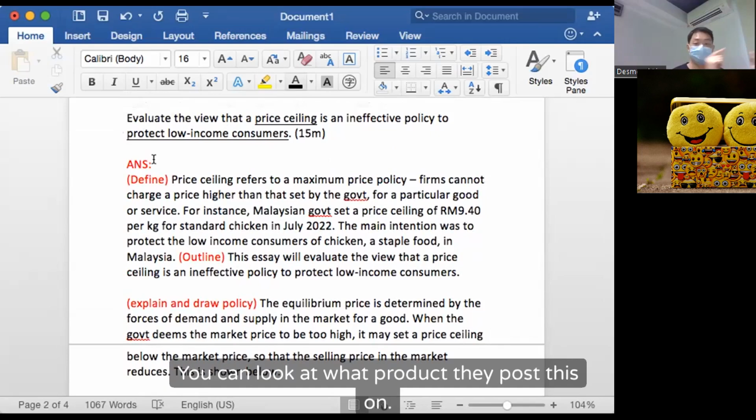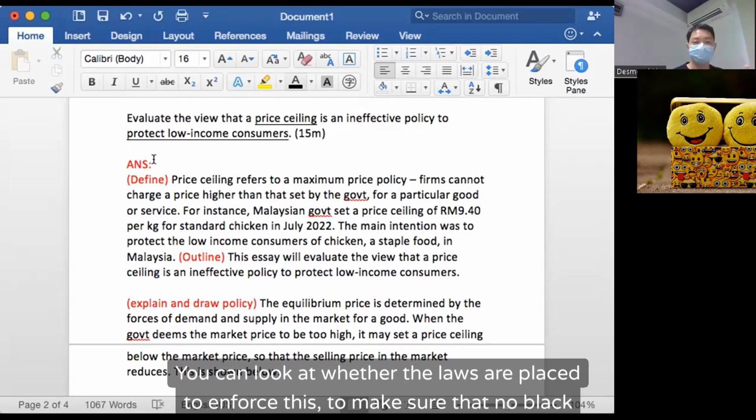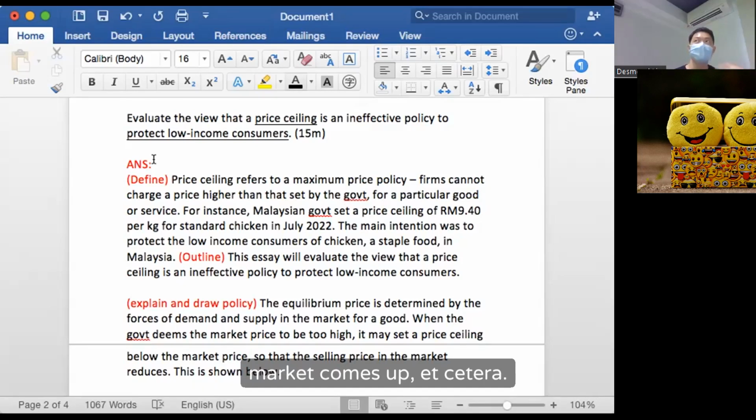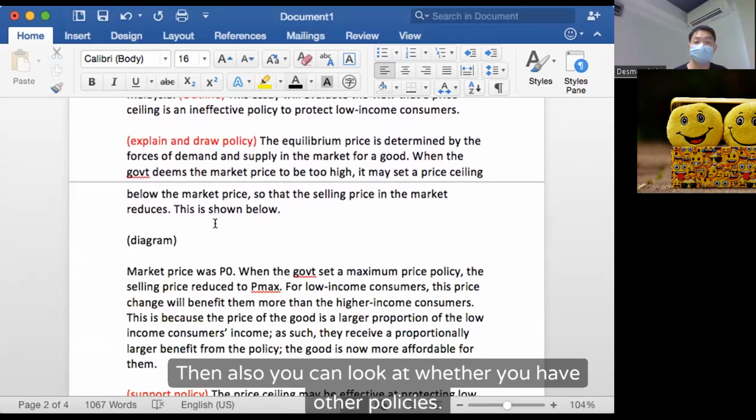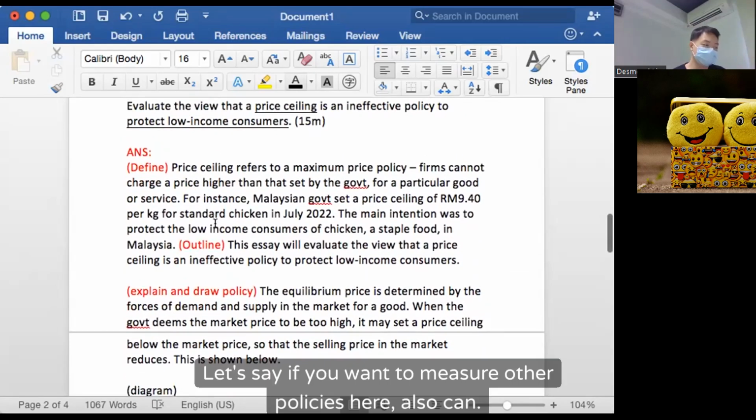You can look at what product they impose this on. You can look at whether the laws are in place to enforce this, to make sure that no black market comes up, etc. You can look at the country even. This one you can tie to the law. Then also you can look at whether you have other policies. If you want to mention other policies here, also can.